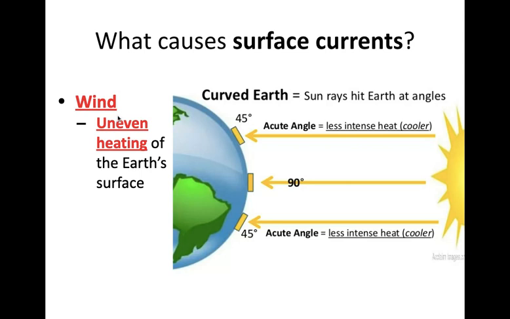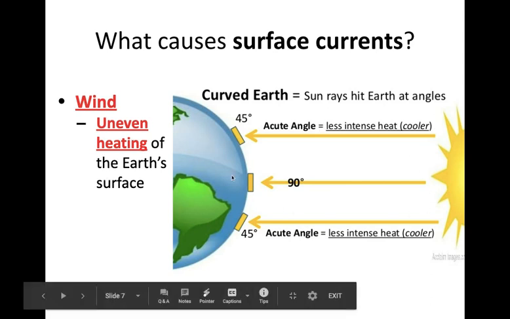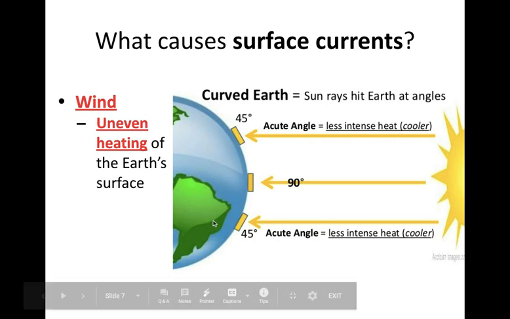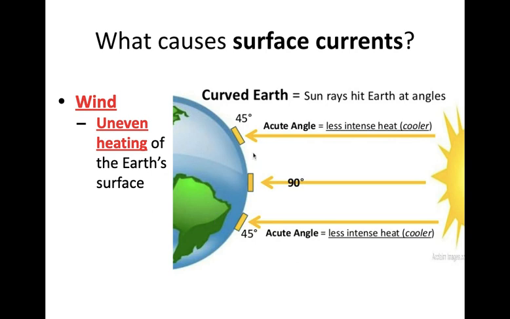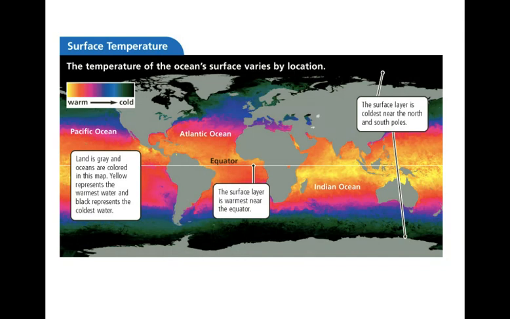How we get our wind, if you recall, is that we have uneven heating of the Earth's surface. That's caused by the different angles at which the sunlight hits the Earth. It's also dependent on whether it's land versus water. If you remember, land absorbs energy faster than water does. So when we have winds, that wind blowing across the surface will often cause surface currents.